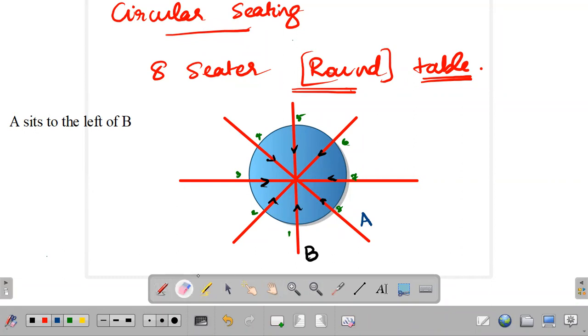That's why I'm telling you, always, always, and always, if a question of this type comes, A sits to the left of B, please be aware, it is always to the immediate left. Circular seating arrangement means it is always to the immediate left.